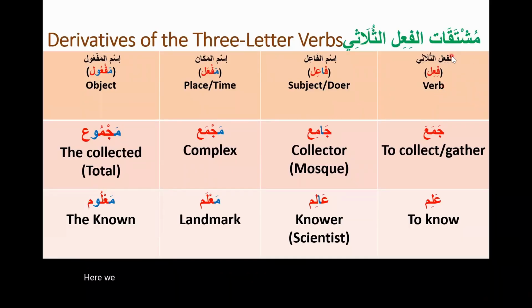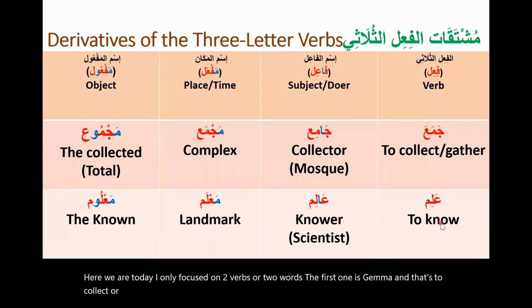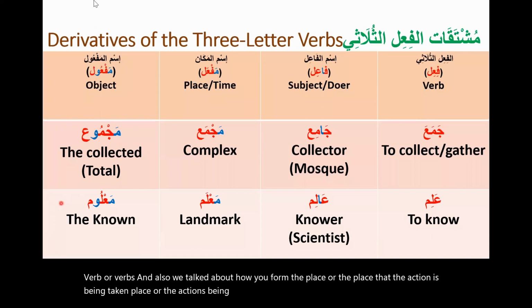Today I only focused on two verbs or two words. The first one is jama'a, that's to collect or to gather, and alima, that is to know. Today the focus is going to be about how to form the object, the grammatical object. So jama'a is to collect.